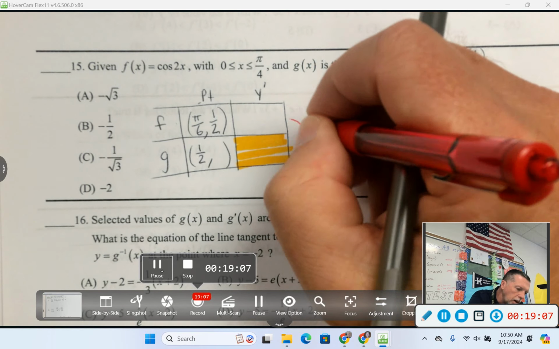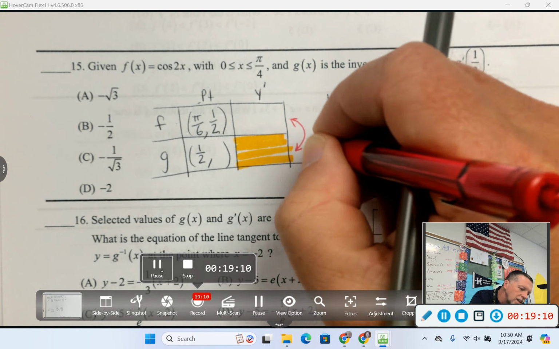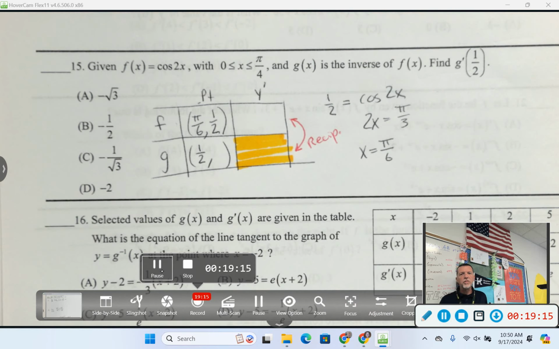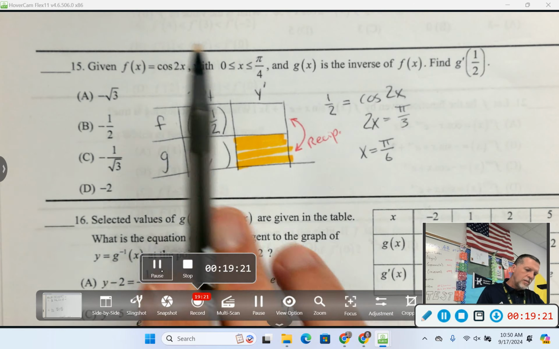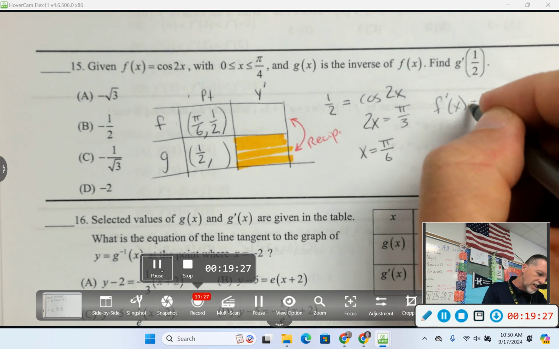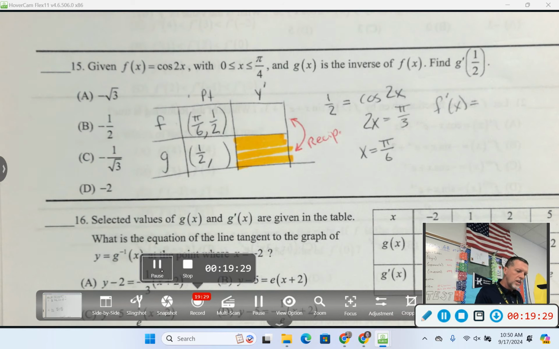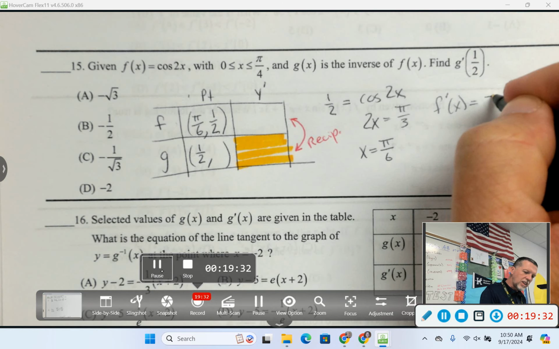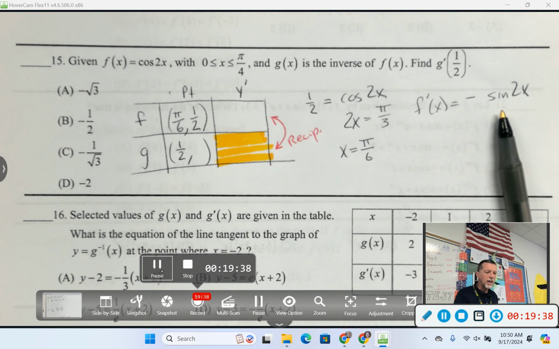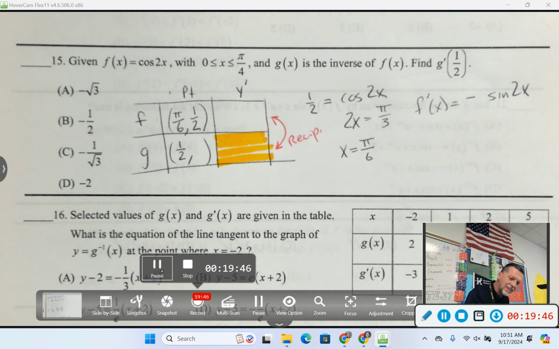Okay. Again, big picture, I'm trying to get the bottom right. If I can get the top right, I know that those are reciprocals. So I'm getting close. Let's take a derivative of f, plug in pi over 6, and then flip it over. So f prime, derivative of cosine is negative sine. And why is that not correct? Derivative is negative sine 2x. Is the derivative of 2x? Need the derivative of the 2x.